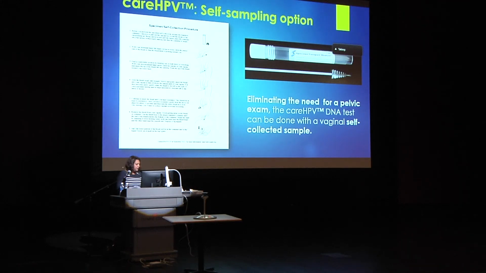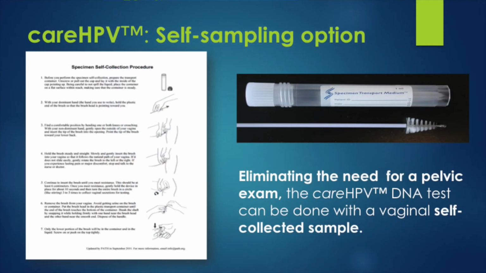CARE-HPV is a batch test. 90 samples can be run per batch. The test run time is 3.5 hours per batch, and the test costs about $5 per test. The biggest asset of CARE-HPV is that it allows for women to collect their own vaginal sample without a pelvic exam. Here I have two components of the test, a soft brush to collect the sample and the container with buffer medium to transport the sample to the lab.